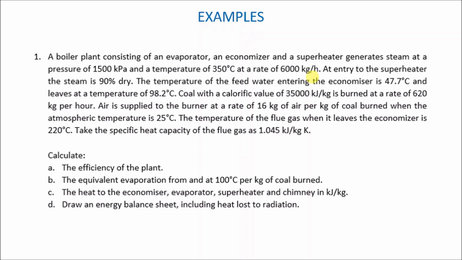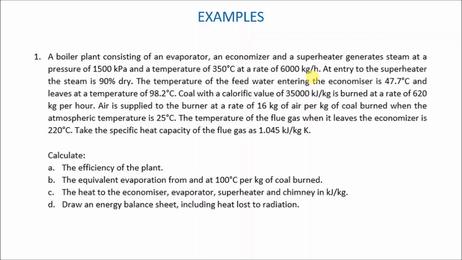Really important. And then you are told that the temperature of the feed water that is entering the economizer is 47.7 degrees. And remember, the water is liquid. Therefore, if it is entering at 47.7 degrees, the enthalpy in that water will be the liquid enthalpy that you read from the steam tables, HF, at 47.7 degrees.